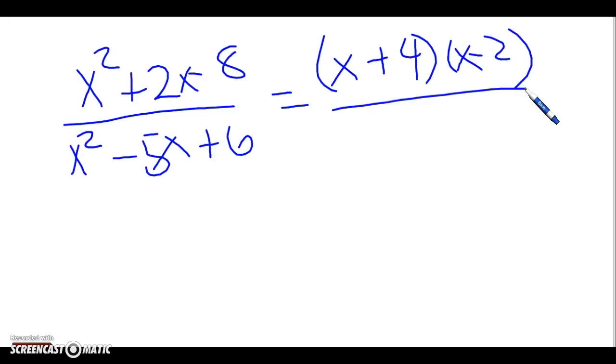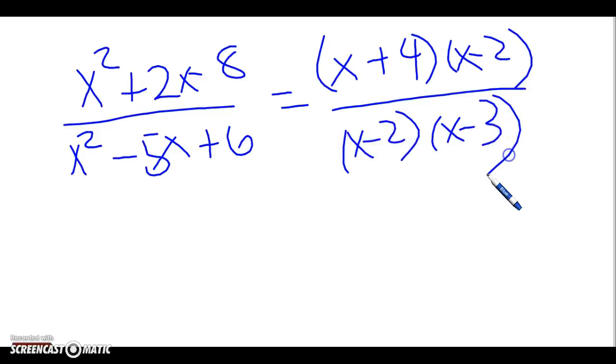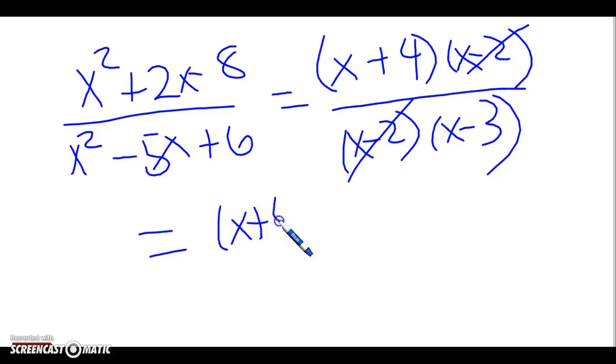Then I look at the bottom, and I ask, what can I multiply to give me positive 6 but add to give me negative 5? That would be x minus 2 and x minus 3. Negative 2 times negative 3 gives me positive 6, and negative 2 plus negative 3 gives me negative 5. Then I look at top and bottom for common factors, and I do have x minus 2 on top and bottom. Simplified, it gives me x plus 4 over x minus 3.